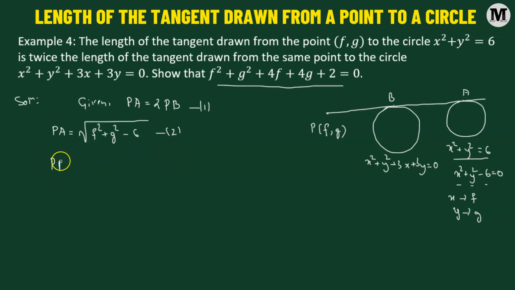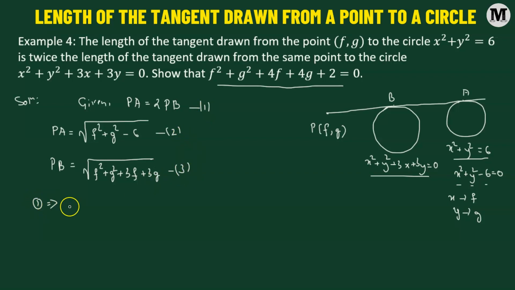Let's find the length of the tangent PB. That will be equal to, we'll take the square root. Now in this equation of the circle, we will replace the value of x with f and the value of y with g, which is going to give us f squared plus g squared plus 3 times f plus 3 times g. So this is going to be number 3. Now let's substitute the values of 2 and 3 back in equation number 1.